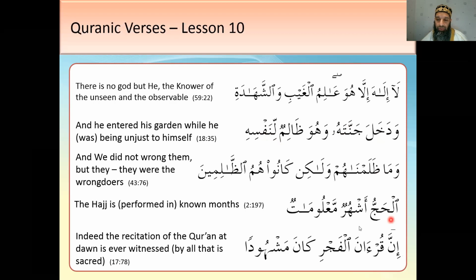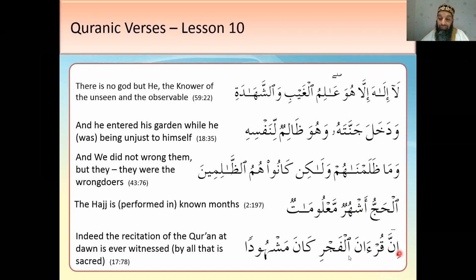Okay, I'll leave that one. Al-hajju, the hajj, ashhuru, months, meaning it's performed in the months ma'lumatun. Ma'lum. Here is what somebody was asking, how would it become plural? So ma'lumatun is plural, it's feminine. Ma'lum, known, has had the alimah done on it. So the Hajj is performed in the known months.